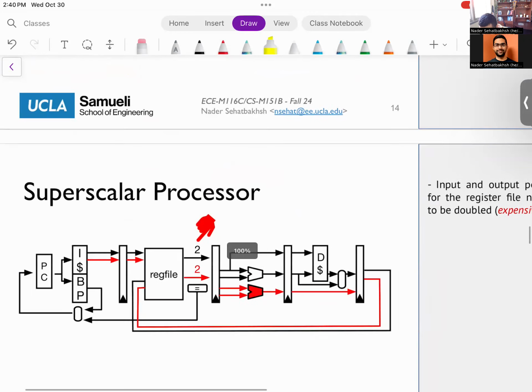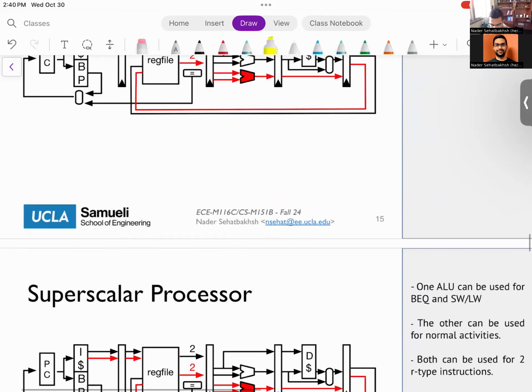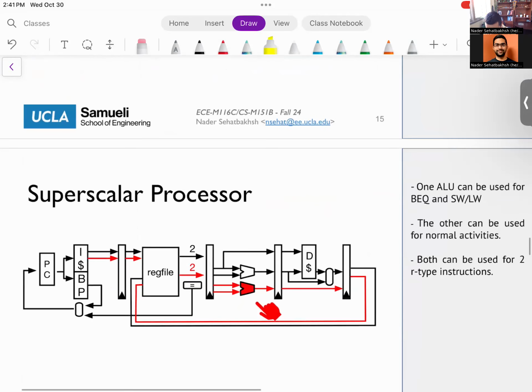But then other things can be doubled, including the number of registers that we read and write, which could be expensive. When I say expensive, I mean in terms of area overhead and power overhead. But again, we do all these things in order to improve the performance, and that's what we need to do in many cases. And then there are things that we can decide.